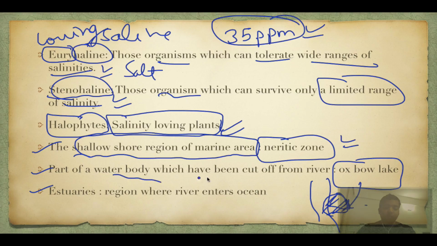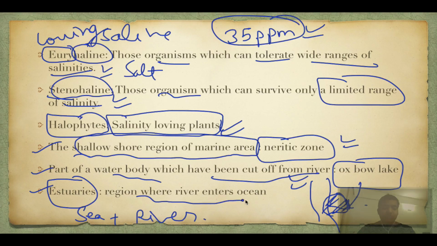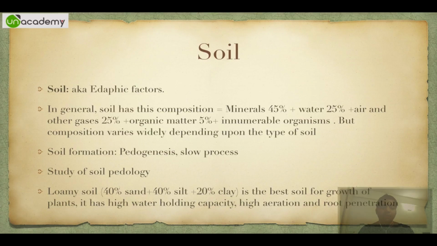Part of a water body which has been cut off from a river is called an oxbow lake. Estuaries we will be talking about in detail. It's a mixture of sea plus river, mouth of river, and many other conditions. Very high biodiversity is there, high ecological productivity. The region where river enters ocean is estuary.